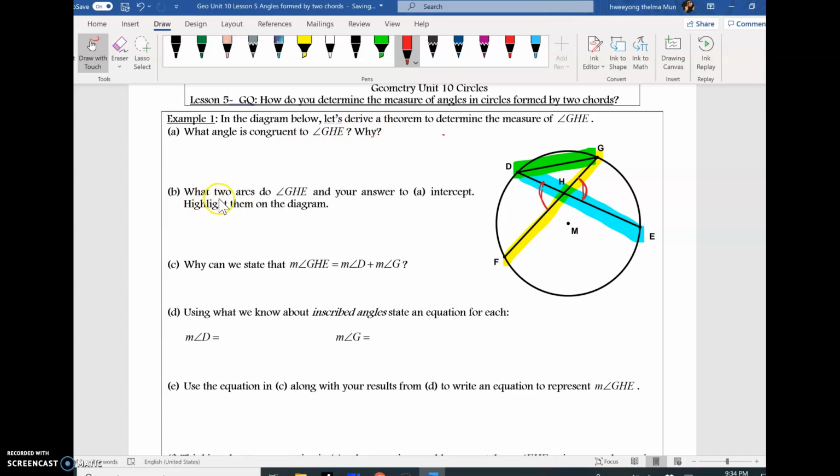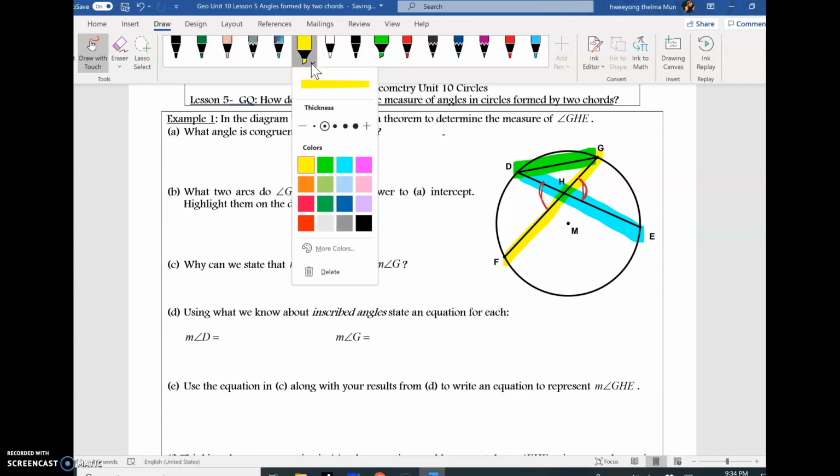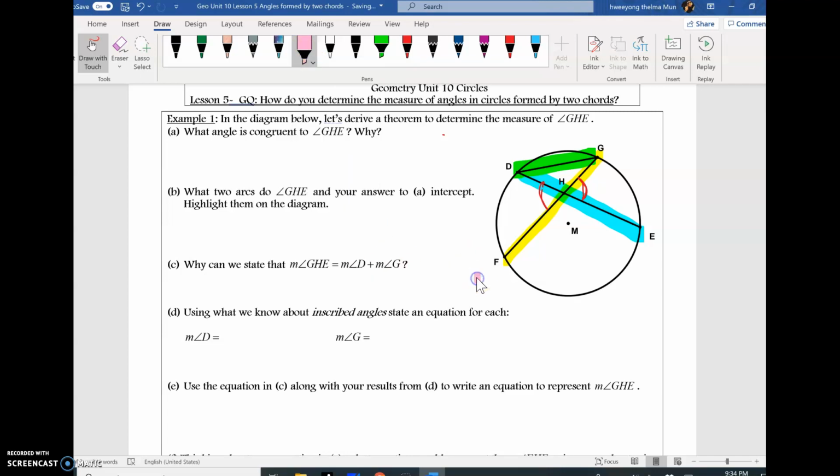Now part 2 says, find the two arcs that angle GHE and the answer to part A, which was angle DHF, intercept. And what are the arcs? Intercepted arcs. So the intercepted arcs are DF and GE. Those are the intercepted arcs of those two angles. So let's write it here: arc DF and arc GE. So those are the two intercepted arcs.